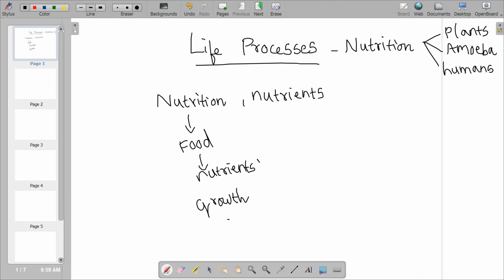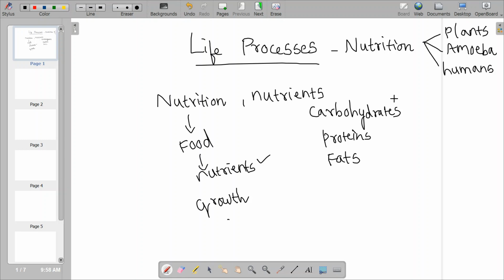Now, what are these nutrients that are present in our food materials? The nutrients are carbohydrates, proteins, fats, vitamins, minerals, etc. Okay, so these are the nutrients that are present in our food materials, that help in growth and repair of our tissues.